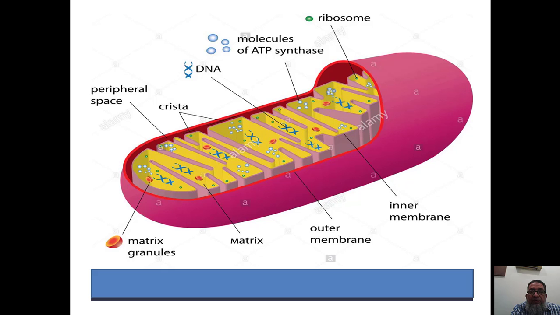Now this is again a picture of a hypothetical diagram of a mitochondria. Look at these, these are the cristae and F1 particles. These are the DNA molecules, and this is the molecule of ATP synthetase over here. So the inner mitochondrial membrane and outer membrane are shown in the picture, and this is again the location of the ribosomes.